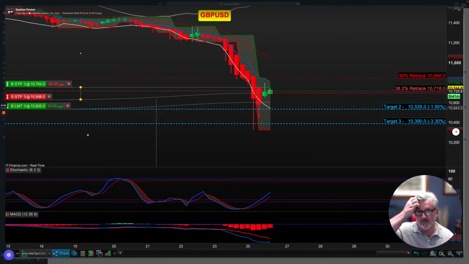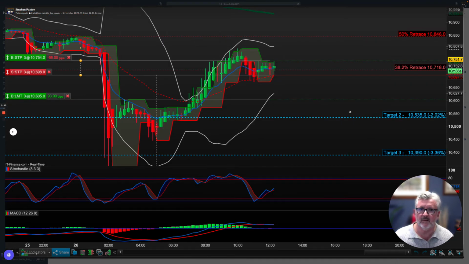Here's another setup that we do on cable. See, cable, show people where I think the entry might be, and then explain in detail why we're going to get in there. So that's a 15-minute bar reversal in there, and then we're going to run off and come down into these staged targets.